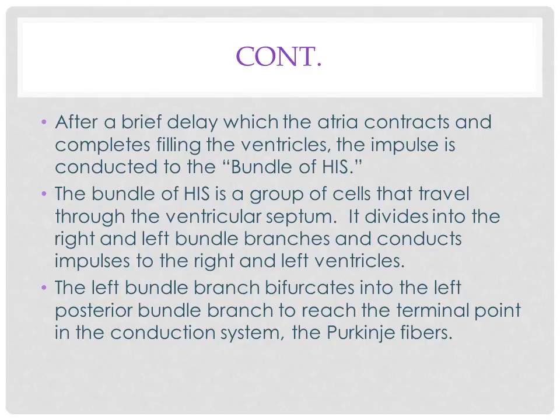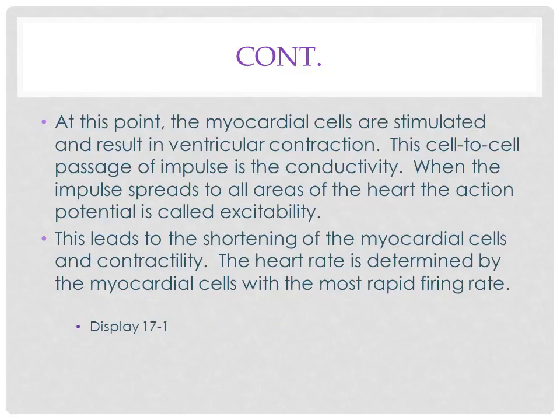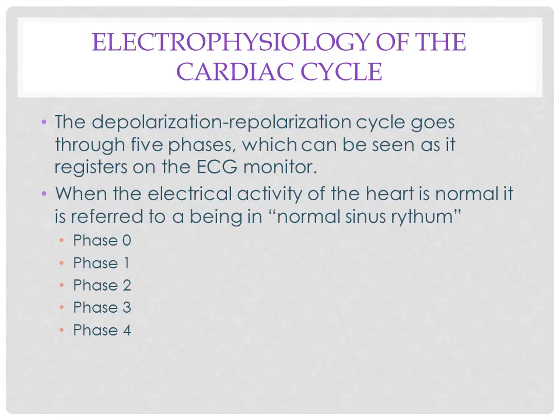The left bundle branch bifurcates into the left anterior and left posterior bundle branches to reach the terminal point in the conduction system, the Purkinje fibers. At this point, the myocardial cells are stimulated and result in ventricular contraction. This cell-to-cell passage of impulse is conductivity. When the impulse spreads to all areas of the heart, the action potential is called excitability. This leads to the shortening of the myocardial cells, which is contractility. The heart rate is determined by the myocardial cells with the most rapid firing rate.